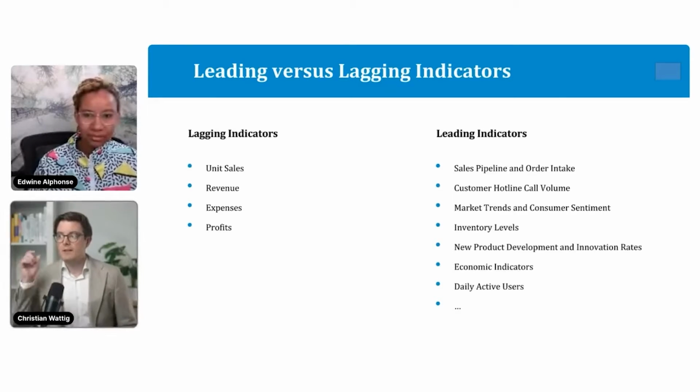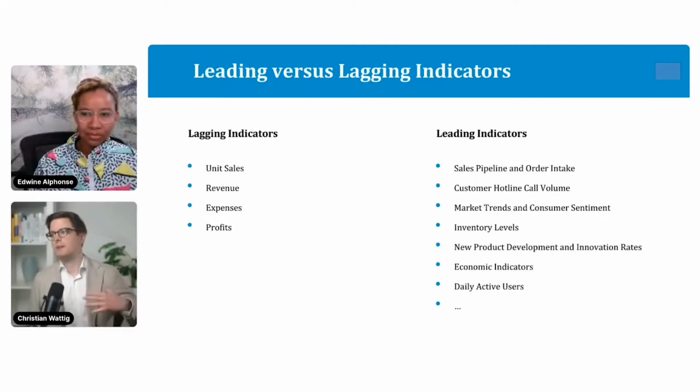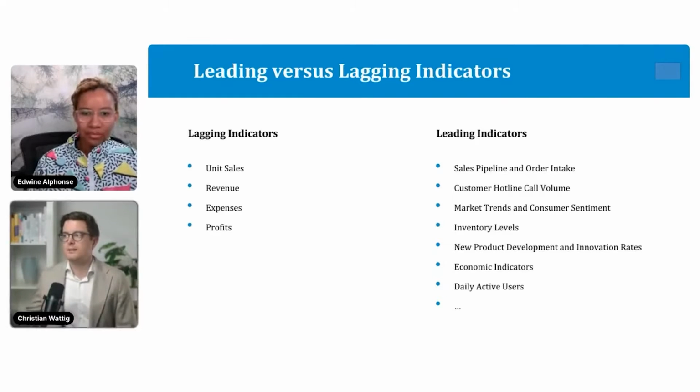But then you have leading indicators. Leading indicators tell you something about how those lagging indicators that you care about might behave in the future. So it could be things like sales pipeline or order intake, that's very clear, right? Or maybe not so clear, but also really impactful is customer hotline call volume. Because if more people are calling your hotline, then maybe there's a product quality issue.